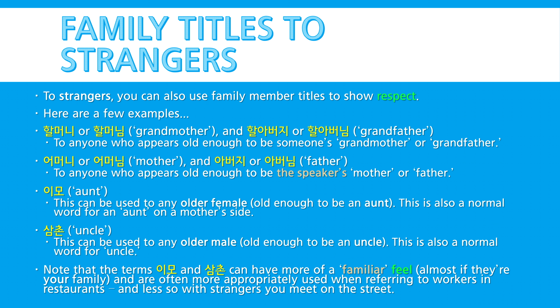Next, you can also use the word 이모 for an aunt. This can be used to any older female, so anyone old enough to be an aunt. This is also a normal word for aunt on the mother's side of the family. And for any older male, anyone old enough to be an uncle, you can also use the word 삼촌. This is also a normal word for uncle. Note that while you can use these terms, 이모 and 삼촌, they have more of a familiar feel, almost as if you're referring to them as your family. So these two are often more appropriately used when you're referring to workers in restaurants, and less so with strangers you meet on the street.